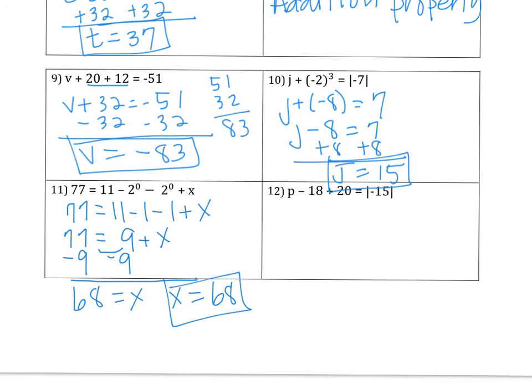Last one, solve for our variable, which is p. So first we're going to simplify. We have p plus 2 equals absolute value of negative 15 is 15. Subtract 2 from both sides, and you get p equals 13.